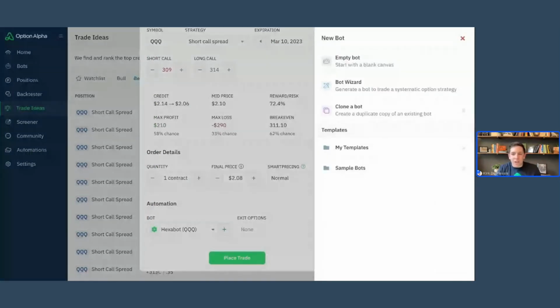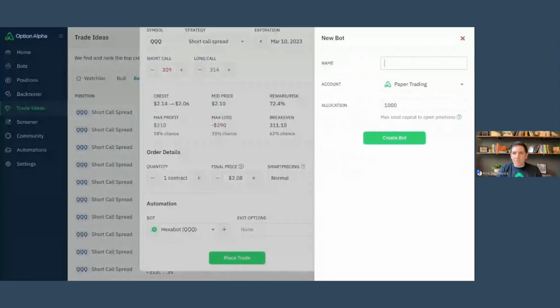The bot is just a shell. So you say, my new QQQ bot, or whatever you want to call it. You connect it to a live account like Tradier. You give it an allocation, which is just the shell of the bot, the total capital the bot has. This position will still go in as one contract, but you just give it a home to live in. You can spin up a new bot and then create that bot right here.